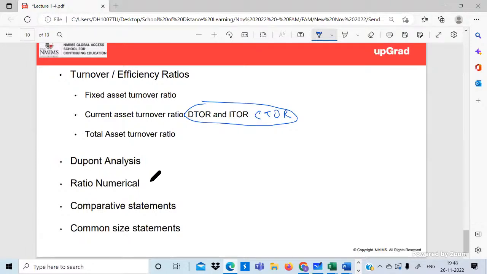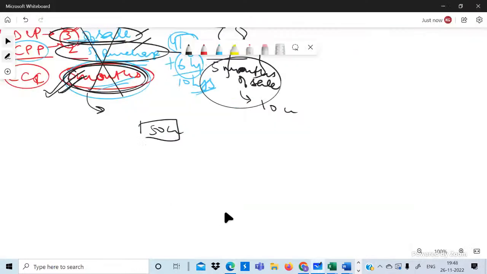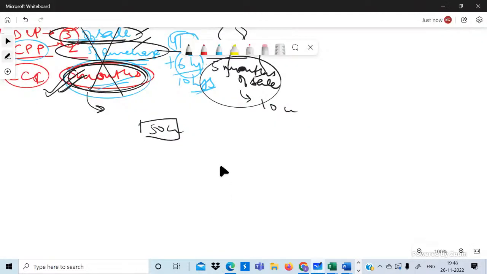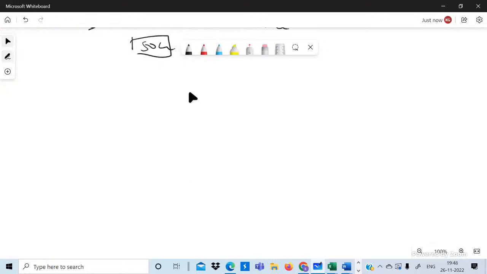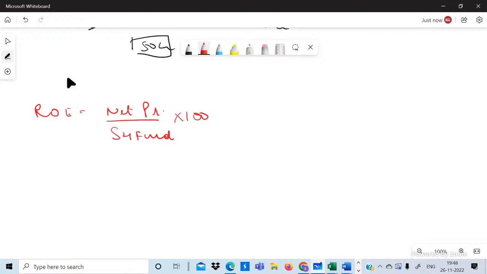Okay, then let's look at DuPont analysis. Now, DuPont analysis is nothing but an extension of return on equity. So how do you calculate your return on equity? Return on equity is the return that you're generating for your equity shareholders. So return on equity is nothing but your net profit upon your shareholders fund into 100. So this is how you basically calculate your return on equity.